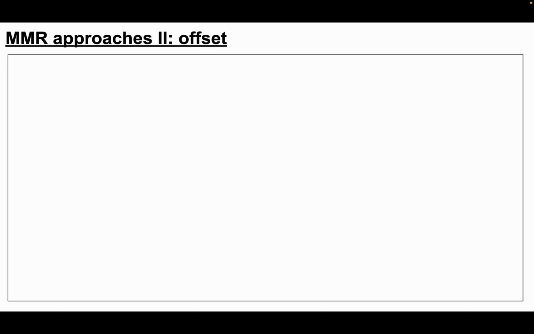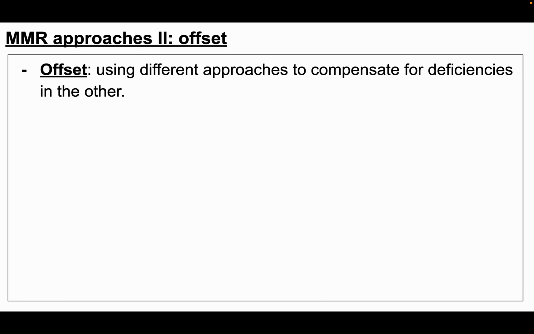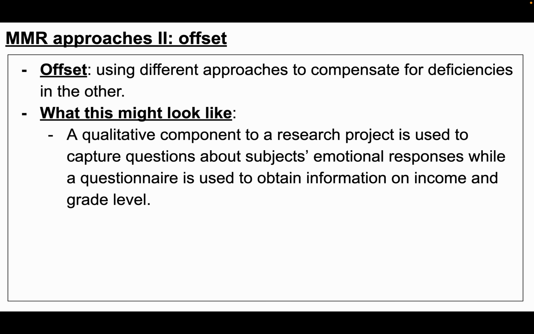You could also think about the approach of offset. This is where you use different approaches to sort of compensate for the deficiencies in the other, rather than sort of cross-checking. So what this might look like, a qualitative component to a research project might be used to capture questions about subjects' emotional responses, while a questionnaire is used to obtain information on income and grade level. So things that can be done efficiently without too much hassle, we use the survey response for, and then the interview component is used to capture deeper ideas.